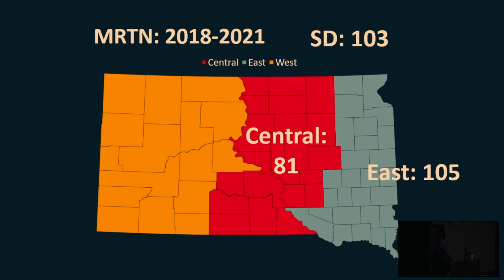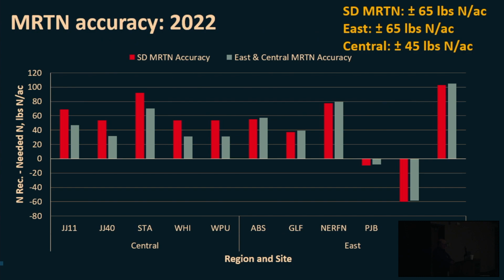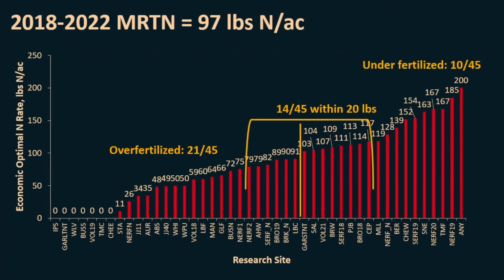I had a number of sites in all of these areas here. We're lacking on the west. Here is the South Dakota MRTN accuracy for the whole state. No, for each individual site. Sorry, I lost it there a little bit. And then the East and Central MRTN accuracy. So it's really plus or minus 65 pounds of N in the East. You want that? You want that huge of a range? I don't. I don't want that. 45 in the Central. So let's add MRTN into the new data.